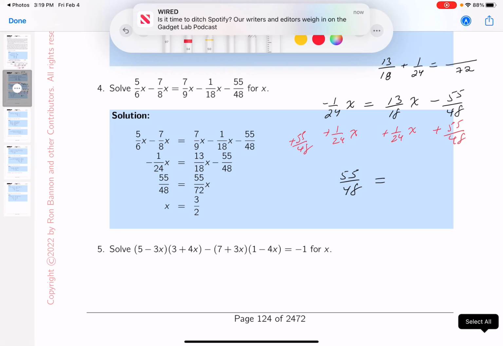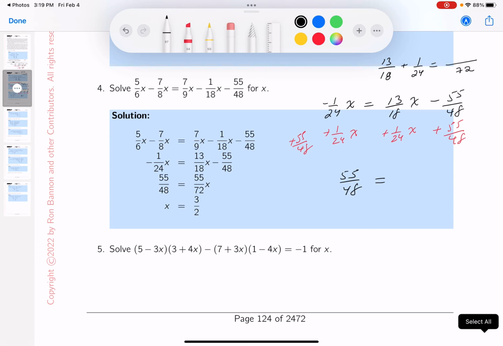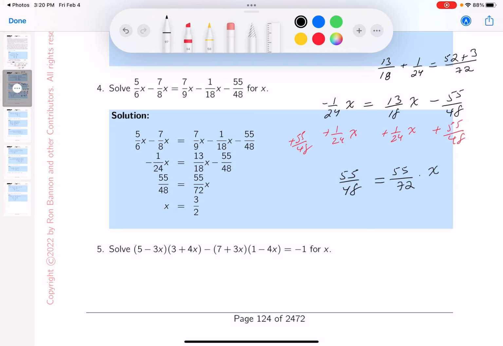All right? Now, again, somebody said, how do you get an LCD? There's a variety of ways of getting them. But for simple numbers, I don't think you need a variety of ways. You could write down multiples if you want. Like, 18, and then 18 plus 18 is 36, and so forth and so on. Well, what times 18 would give you 72? That would be 4. And 4 times 13 is 40 and 12, which is 52. Now, what times 24 would give you 72? That would be 3. And 3 times 1 is 3. So what do you get over there? You would get 55 over 72. And then you get x. All right, that's an x over there.